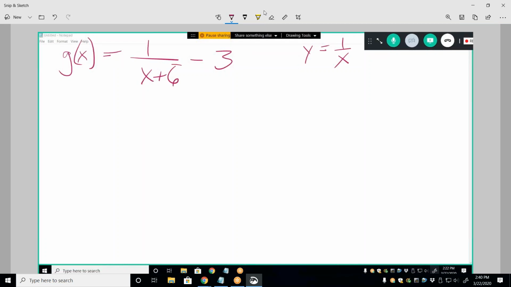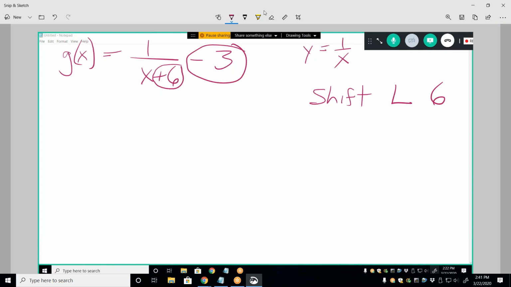So let's take a look at that right there. Let's just work our way left to right and figure out whether we're looking at a horizontal or a vertical shift, or stretch or shrink. So it's inside. So it's horizontal. Good, because it's inside the function. It's a shift because it's positive, and it goes left 6. Shift left 6.